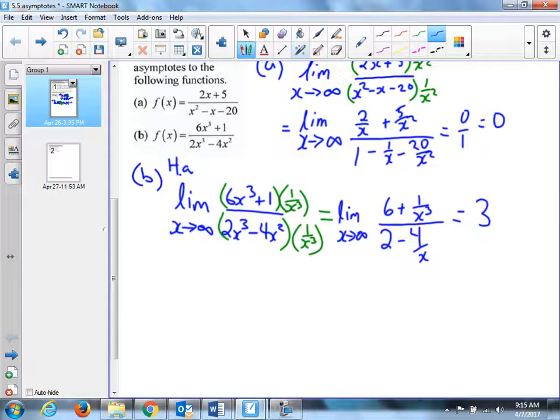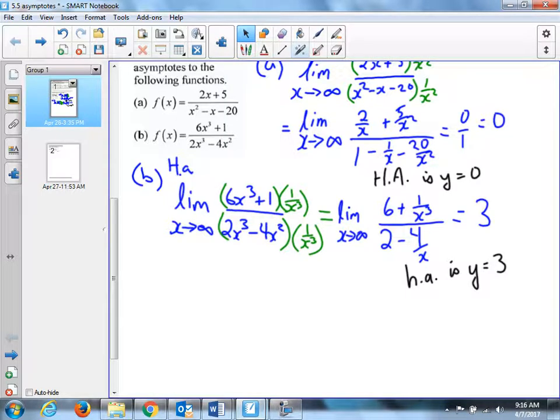Now, I didn't write either of these as formal statements. What's the horizontal asymptote in A? We say 0, but what is it? Is it x equals 0 or y equals 0? Y equals 0. And then here, horizontal asymptote, I can go with HA, don't worry, y equals 3. You see there? 6 divided by 2, which is 3.